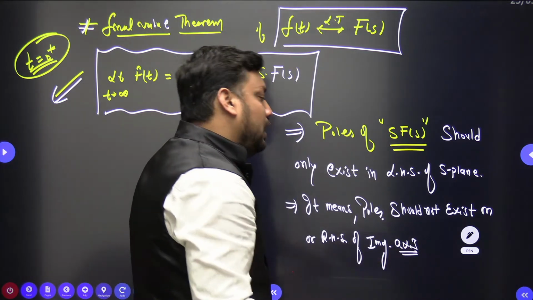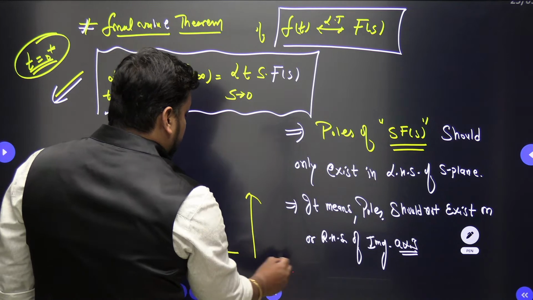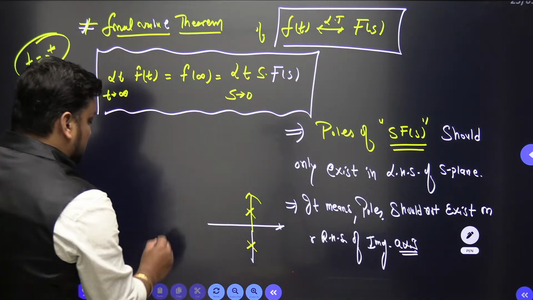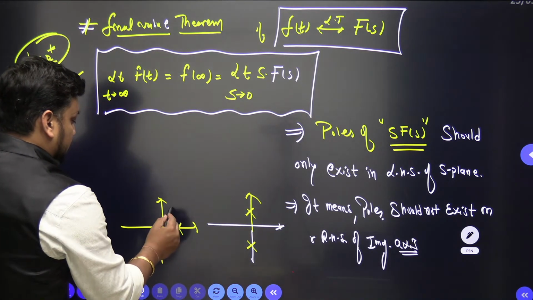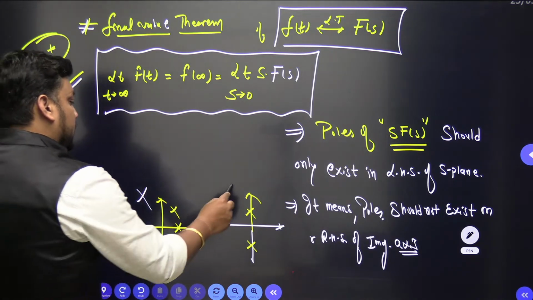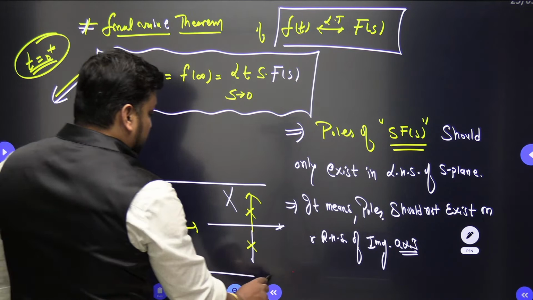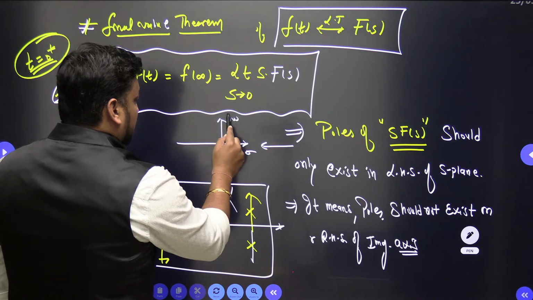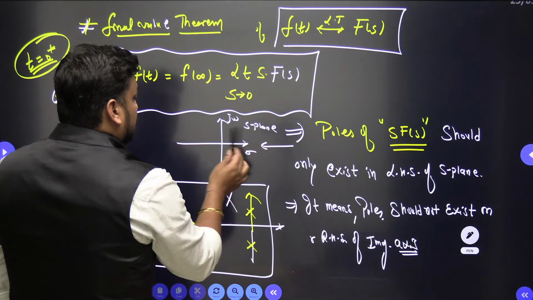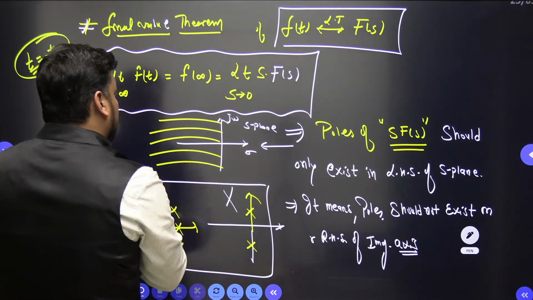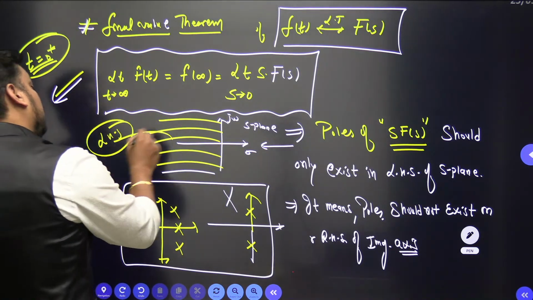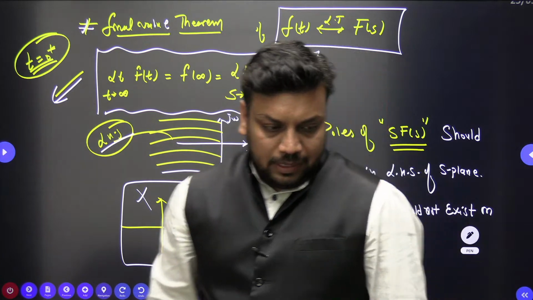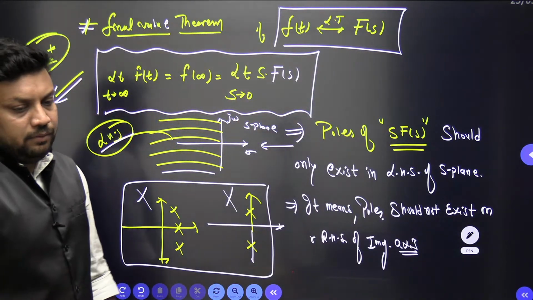It means if poles lie on the imaginary axis like this, or if poles lie in the right hand side like this, in both cases we can't apply the final value theorem. If this is my S plane, sigma and j omega, then strictly the poles should be in this region only. So if poles lie in the LHS region, then only can we apply the final value theorem. Yes.